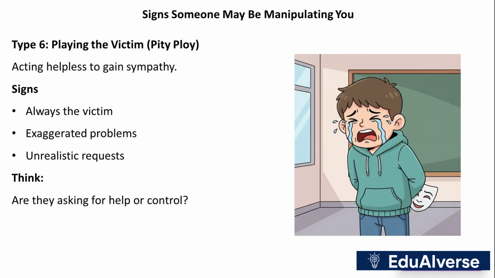Playing the victim, or using a pity ploy, is a manipulation tactic to gain sympathy. Signs include always being the victim, exaggerating problems, and making unrealistic requests. Consider whether they are asking for help or trying to control.